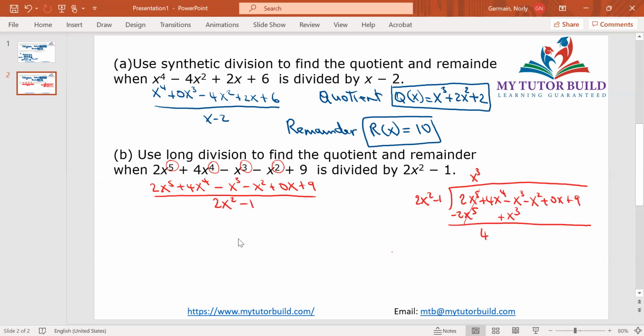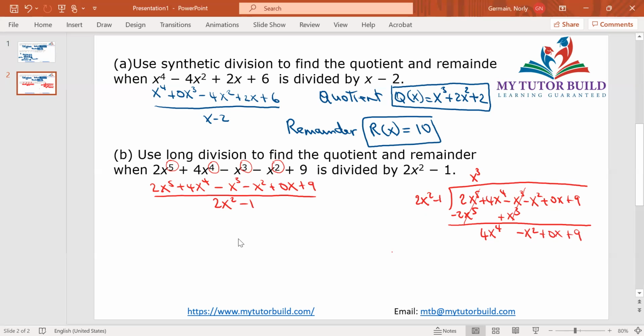We have left now 4x power 4. Oh, x cubed is gone also. I didn't expect to see this gone. And now we have minus x power 2 plus 0x plus 9, if you want to write everything down. Now, the next term, remember, we try to cancel only one term at a time, not two. We cancel only one term at a time.